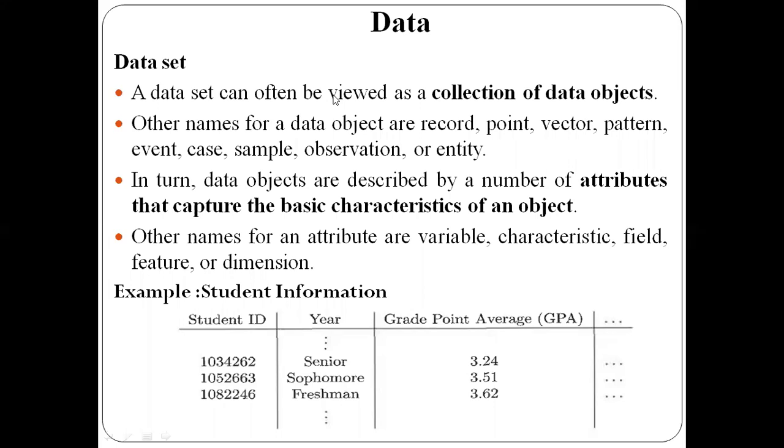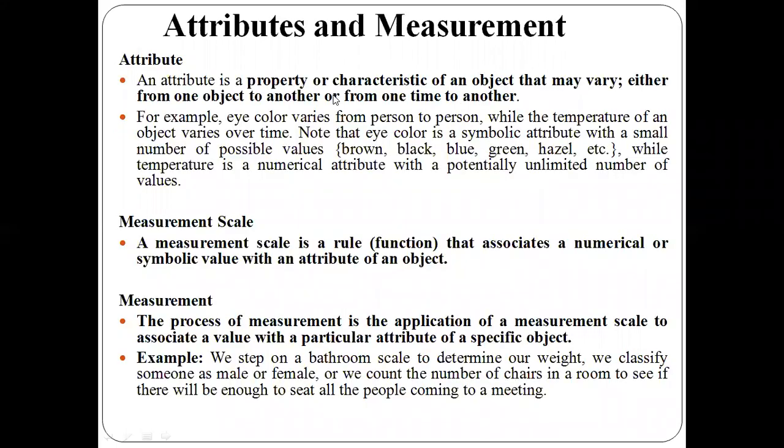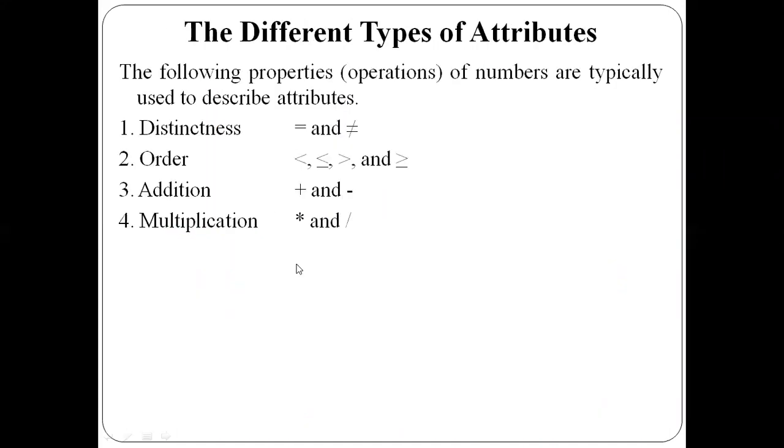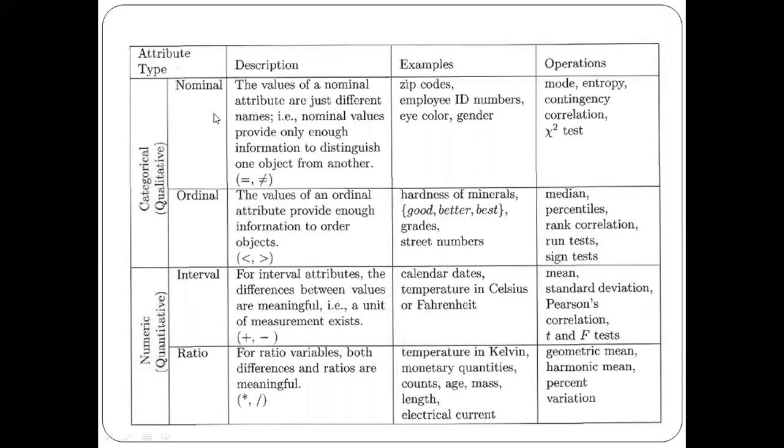In the last class, we discussed the data set. What is the data set? Then we saw the attributes and the measurement, and the important topic, types of attributes. In that, we have two main categories: categorical attributes and numeric attributes. In categorical, we have nominal and ordinal attributes, and in numeric attributes, we have interval and ratio.